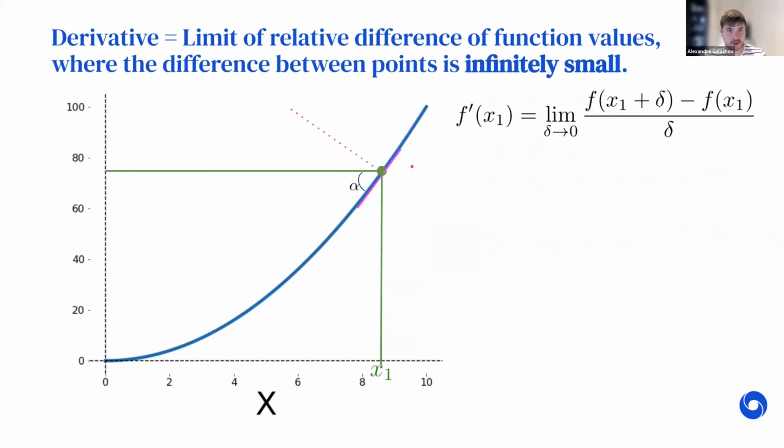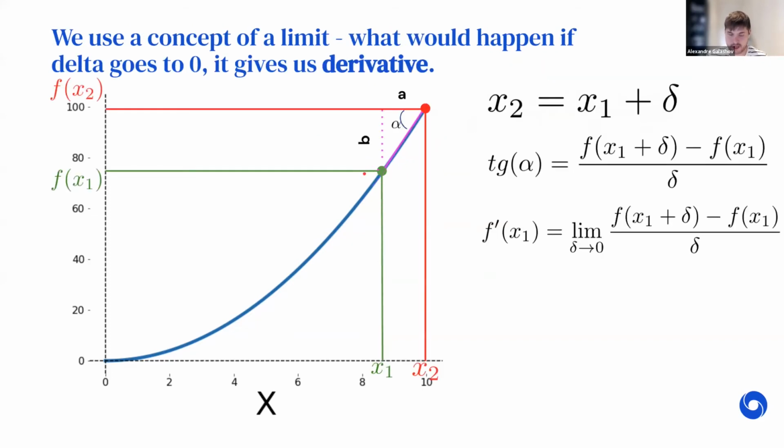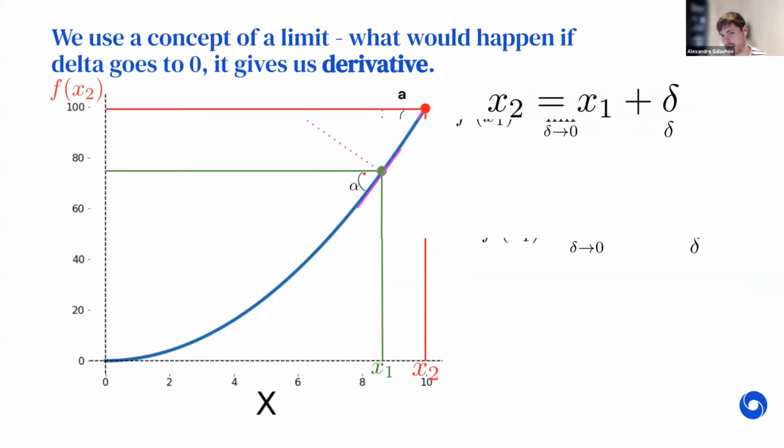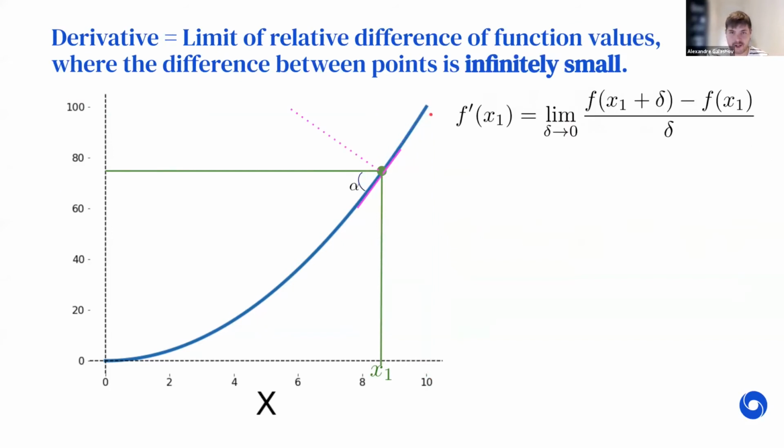Basically this is what it would be if you do this trick of constructing this picture and collapsing the point x2 to x1. You'll actually get what we call a derivative. So the derivative is defined as the limit of this expression.